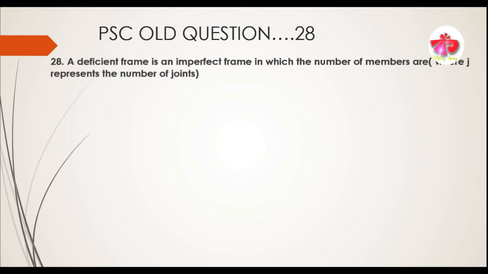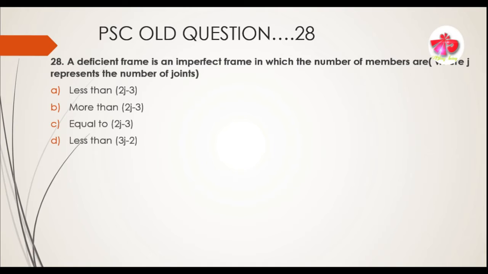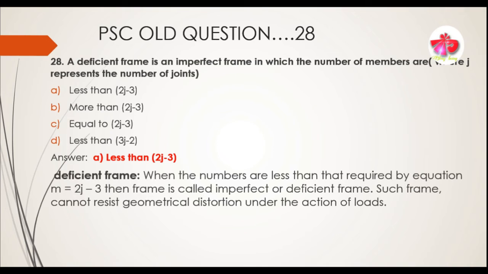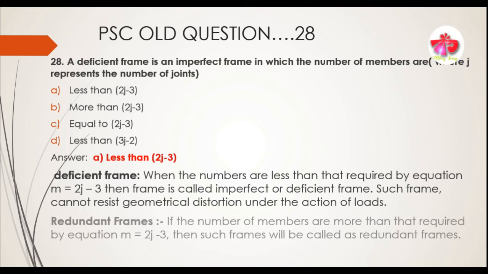Question number 28. A deficient frame is an imperfect frame in which the number of members represents the number of joints. Option A, less than 2j minus 3. Option B, more than 2j minus 3. Option C, equals to 2j minus 3, and option D, less than 3j minus 2. So friends, option A, less than 2j minus 3, is said to be a deficient frame. When the number of members is less than that required by equation m equals 2j minus 3, then the frame is called imperfect or deficient frame. Such a frame cannot resist geometrical distortion under the action of load.